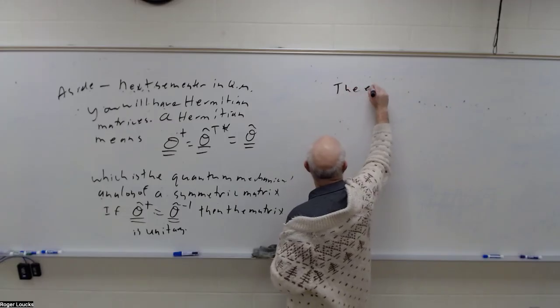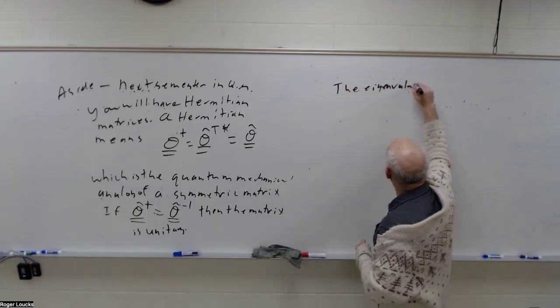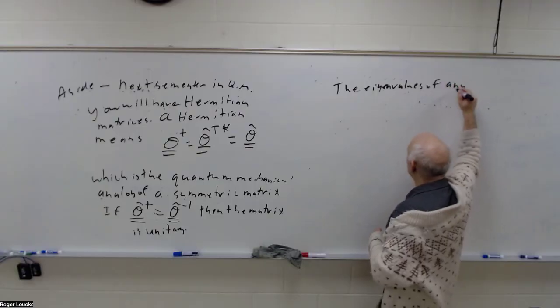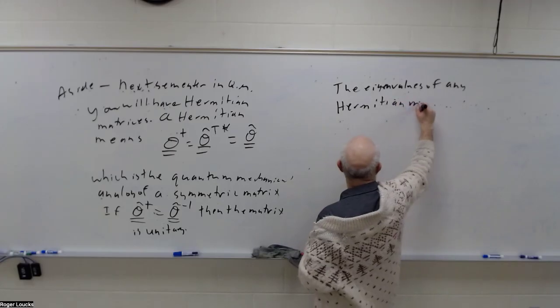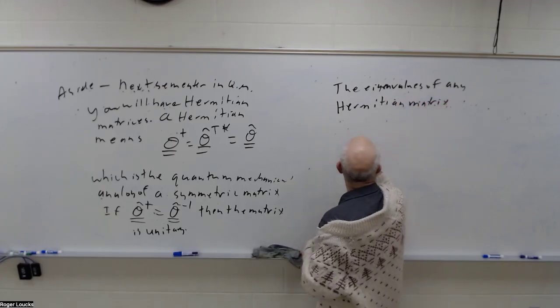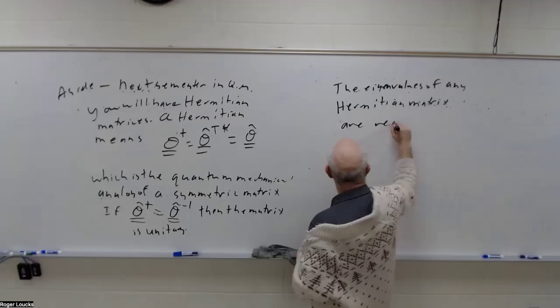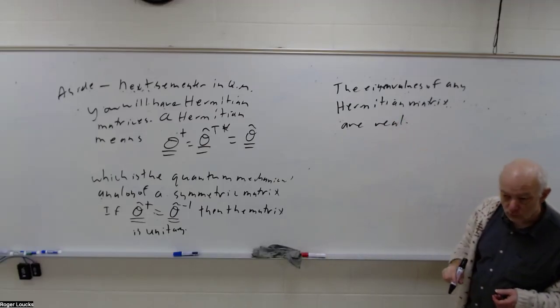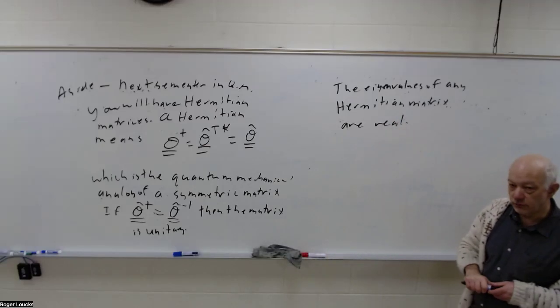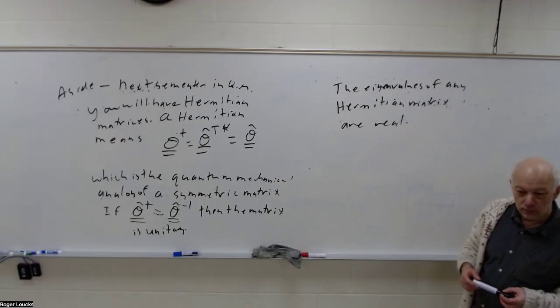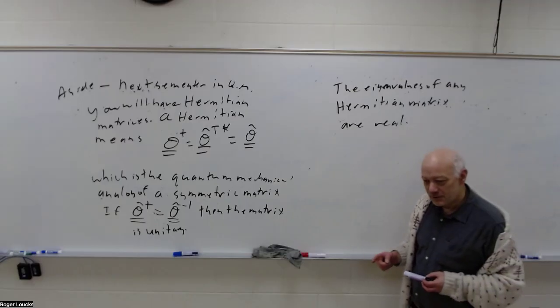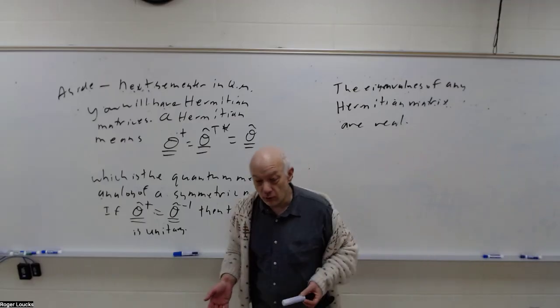The eigenvalues of any Hermitian matrix are real. And again, for those of you who had modern physics, why is that important? What do the eigenvalues end up becoming? What kind of values? Just in terms of practical purposes.